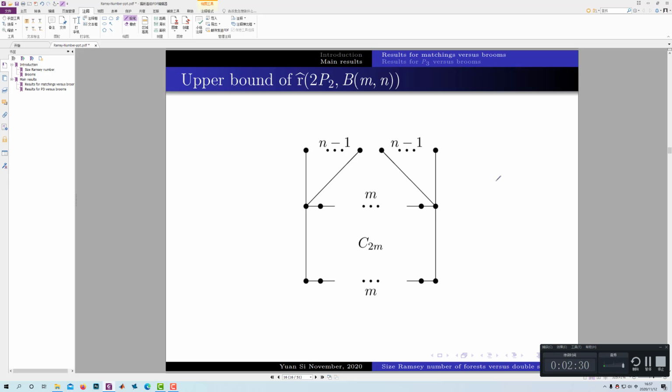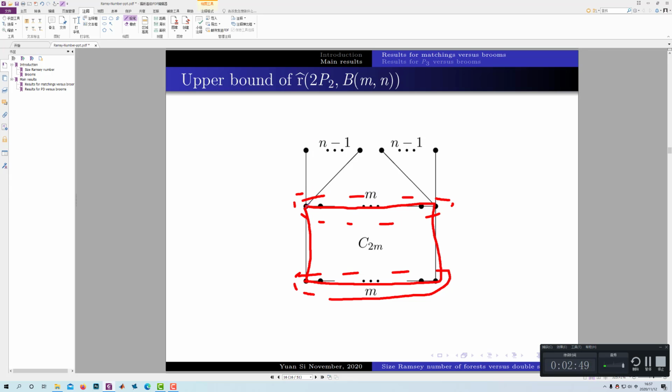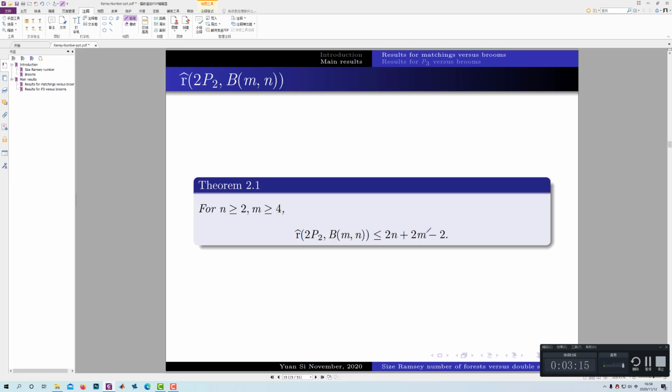We construct a graph that looks like this. Here is a cycle, the cycle is C_{2m}, and here are m vertices, and here m vertices. Here is a star, the center of a star. Here are n minus 1 vertices, and here are n minus 1 vertices. So we can check that for this graph, for any two-coloring, we can either find a red 2P2 or a blue B_{m,n}, so it can serve as the upper bound of this.